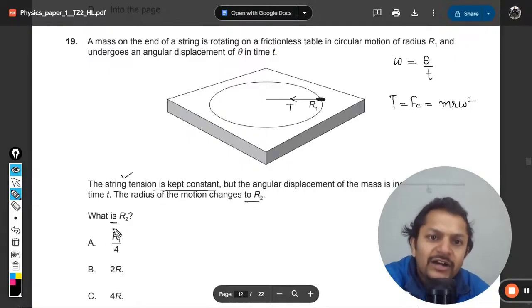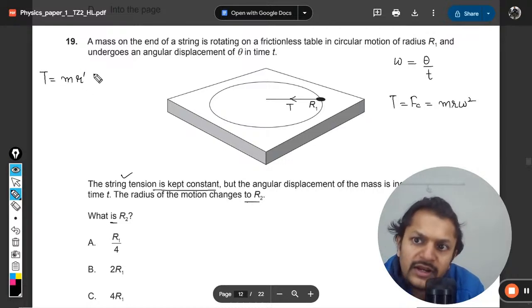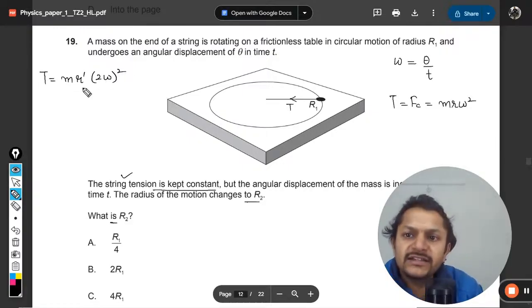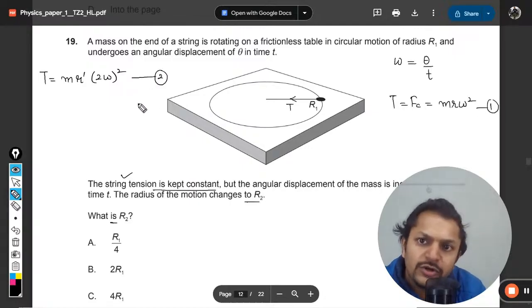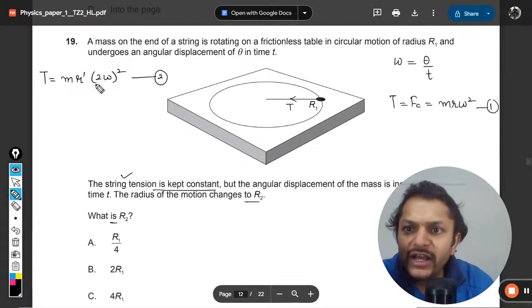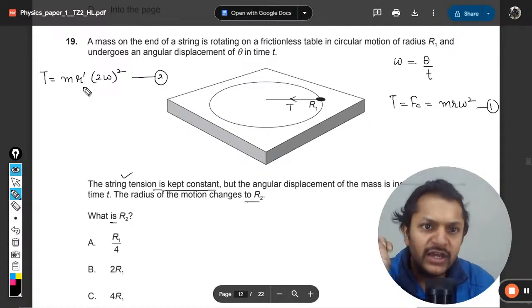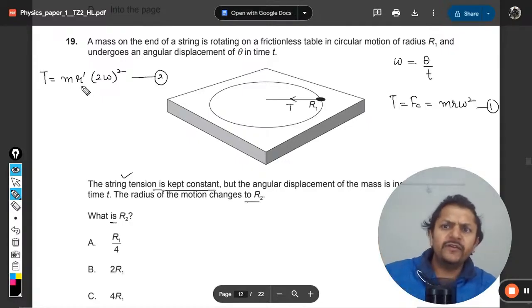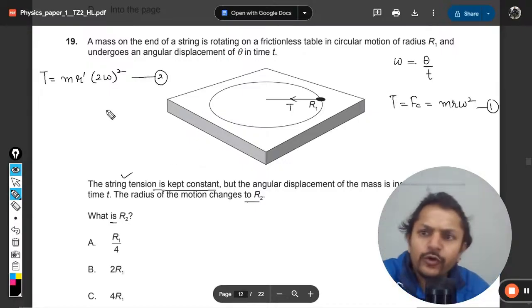Okay, so what is r2? This is what they want. Okay, so in the second case, this t remains the same. Radius is r dash, but the omega is doubled. So it is becoming like this. So these two equations are equal to each other. Clearly when omega is multiplied by 2, this equation is multiplied by 4, so radius will become 1 by 4, I believe. Yes, radius will be 1 by 4, isn't it? Omega is doubled. Yeah, the radius will be 1 by 4.